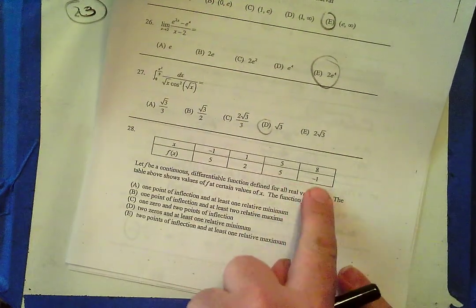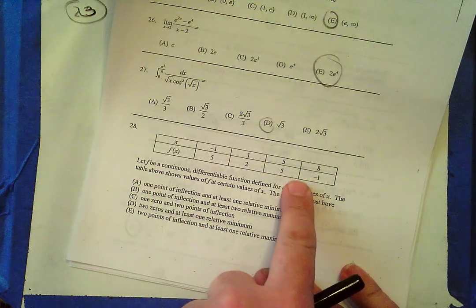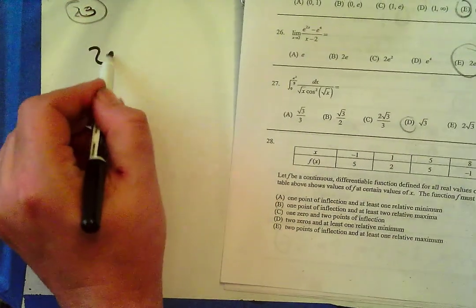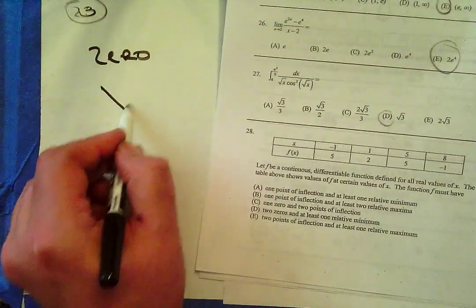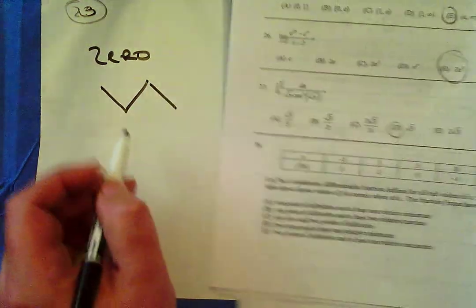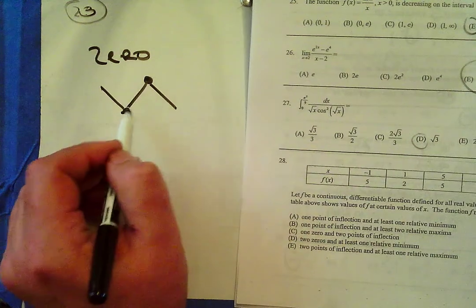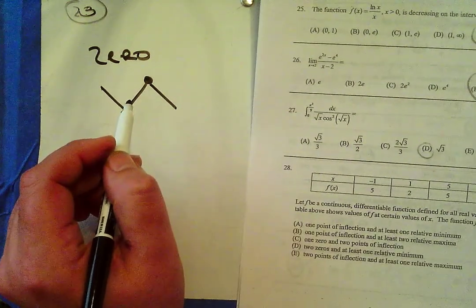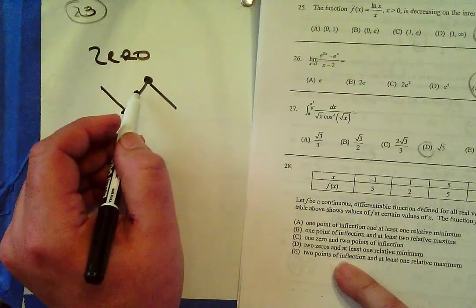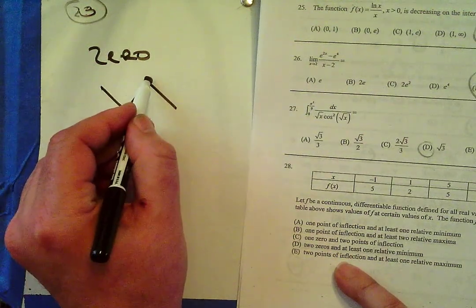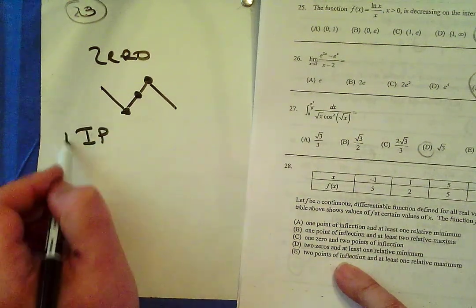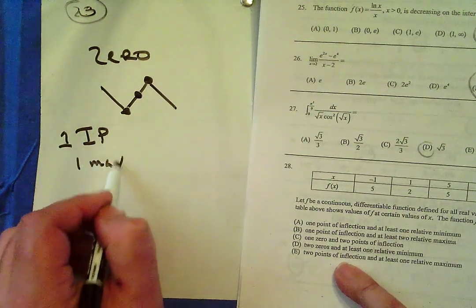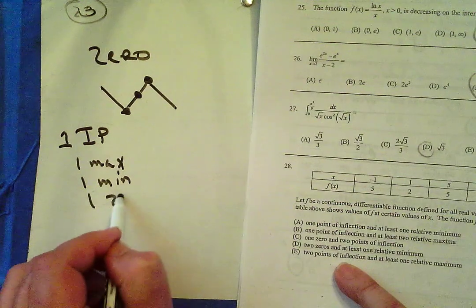Well, from the intermediate value theorem, I see I go from a positive to a negative, and since this function is continuous, I know that there's a 0. So there's 1, 0. I see that this function is decreasing and then increasing, decreasing and then increasing, but look, then decreasing again. So I have 2 extrema, 1 max, 1 min. And what about inflection points? Well, I was decreasing, increasing, decreasing. I could say 1 inflection point. So 1 IP, 1 max, 1 min, 1, 0.